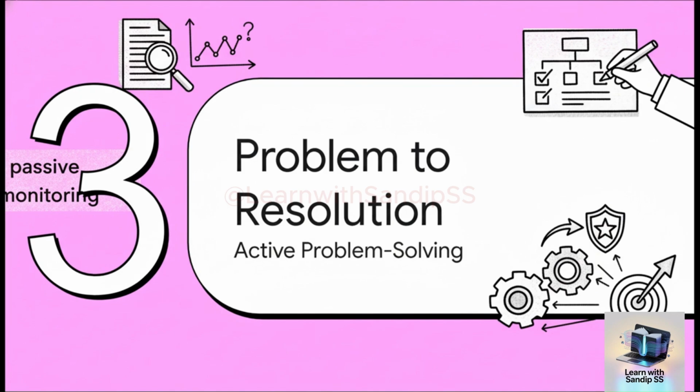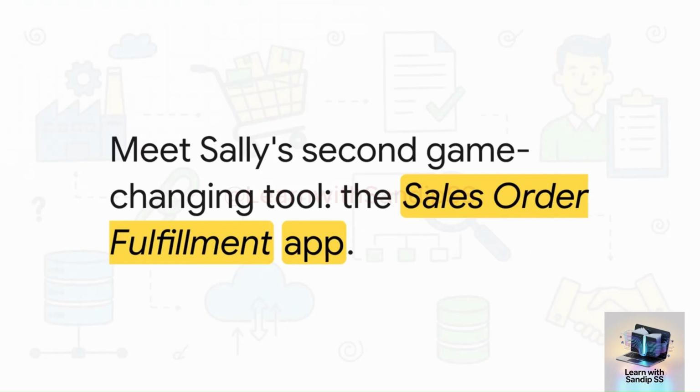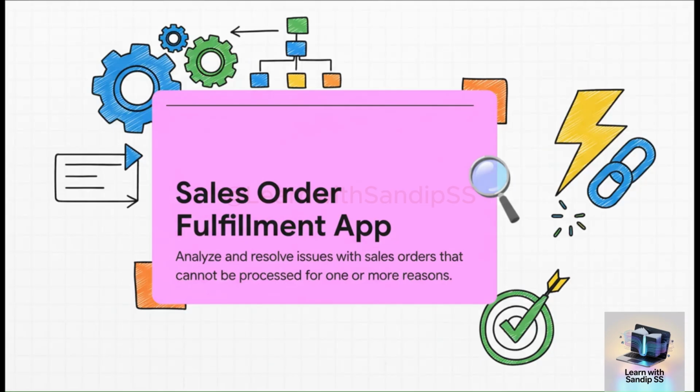This is where we go from just watching what's happening to actually jumping in and fixing things. We're moving from passive monitoring to active problem solving. So say hello to Sally's other secret weapon, the Sales Order Fulfillment app. Look, if the first app was the flashlight that let her see the problem in the dark, this app is the entire toolbox she needs to fix it. Yeah, the whole point of this app is different. It's not just for looking at stuff. It's a command center. It's built from the ground up to help you analyze and, this is the key part, resolve whatever is stopping that order dead in its tracks.